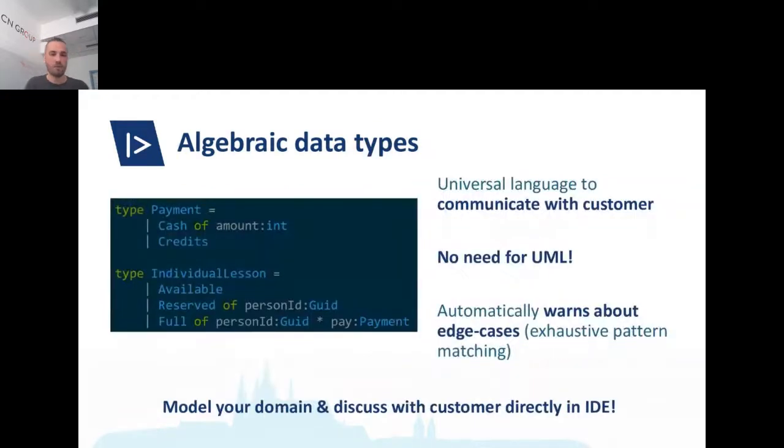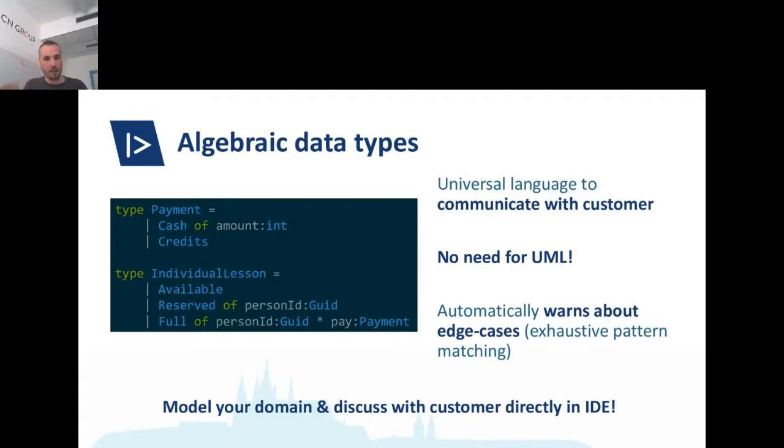They are pretty cool. And what is also cool, as you see by yourself, most of you probably see FSharp for the first time, and you can already read it. You already can have a look and see, oh, there's a payment which is either cash of some amount or I pay in credits. Or there's an individual lesson which is either available or reserved for some person with some ID GUID, or which is full of person ID which is paying by some payment, which is either the cash of amount or cash of credit. So you can see you can combine those.